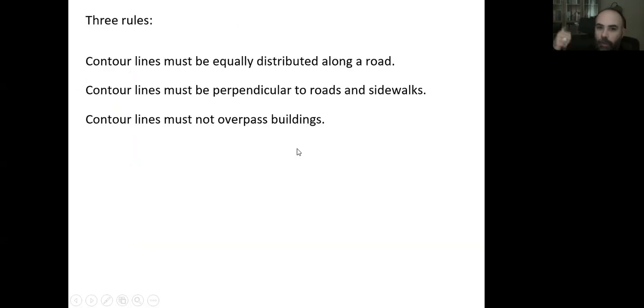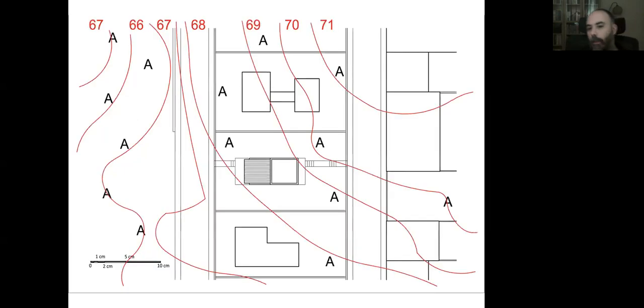First, contour lines must be equally distributed along a road. The second rule is contour lines must be perpendicular to roads and sidewalks. The third one is contour lines must not overpass buildings. So let's fix a sketch paper over our map and find another pen with a different color, and we are going to copy certain parts of these red lines, and we are going to change them according to these three rules. First, let's do this.